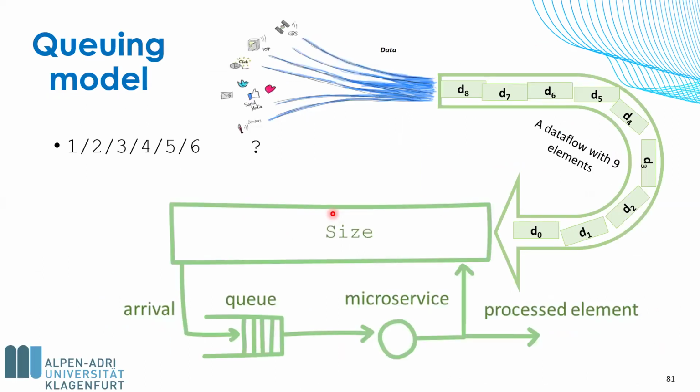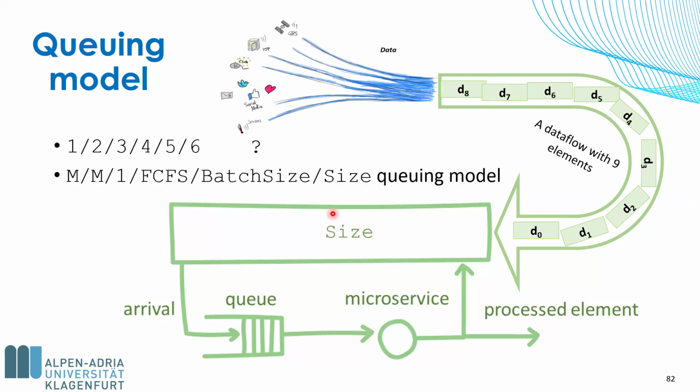In order to model this queue, we have 6 terms to be defined. The first and second terms are based upon the interarrival and processing distribution, which in this case is M, showing the exponential interarrival time and processing in between the data elements.